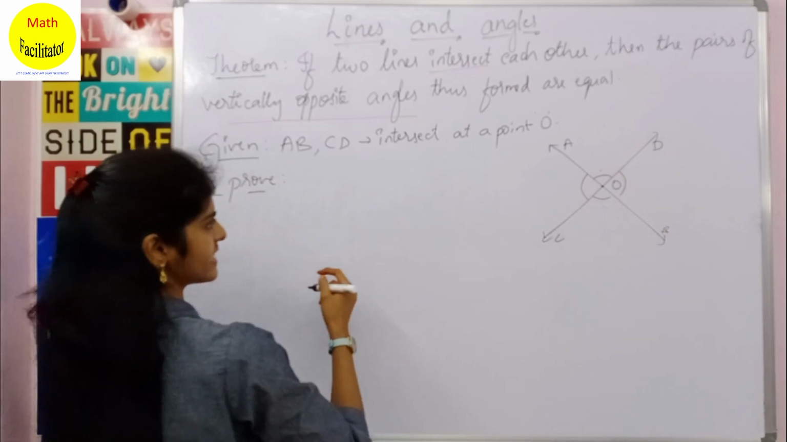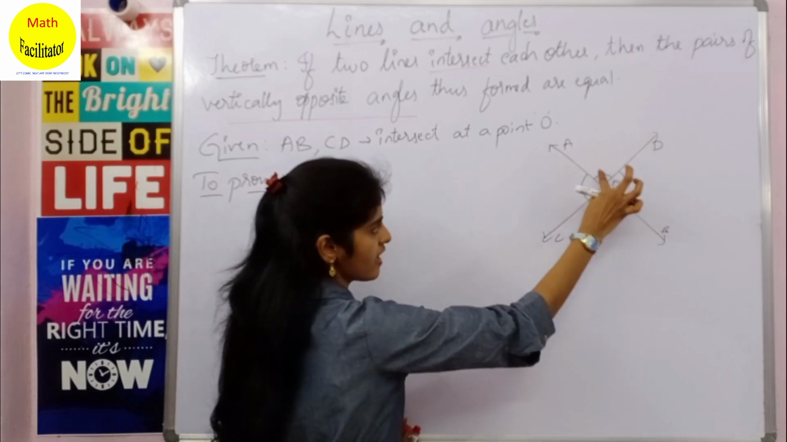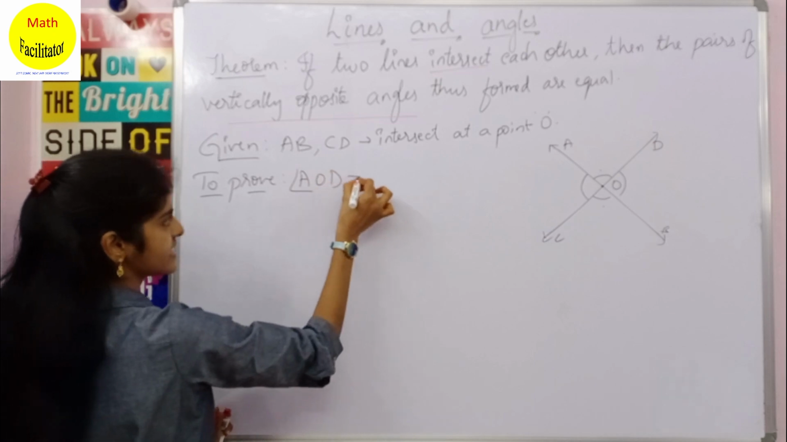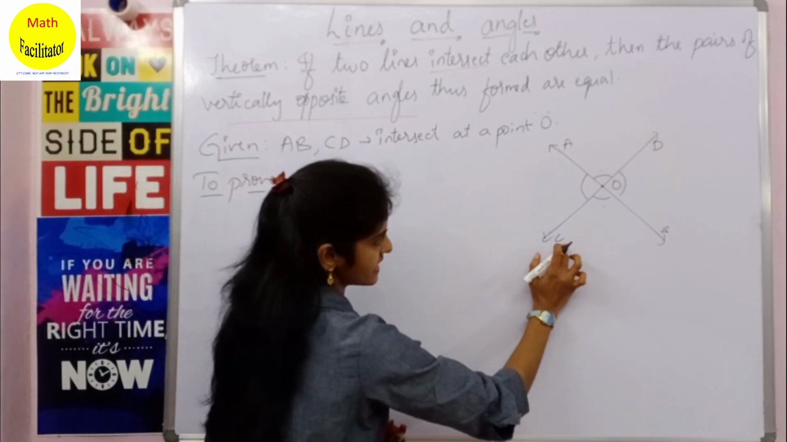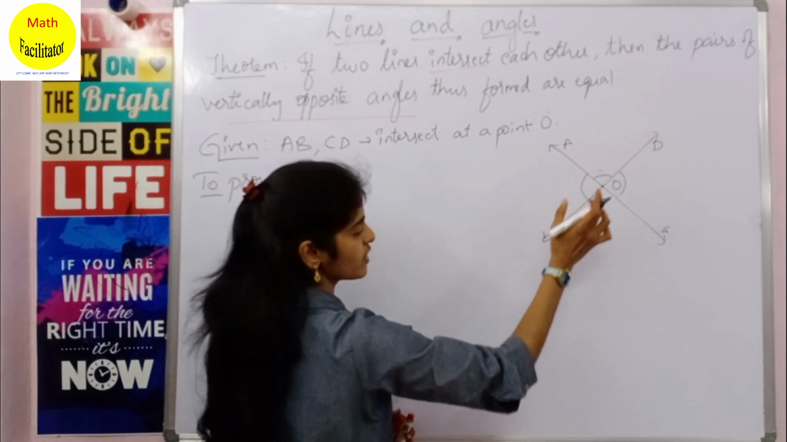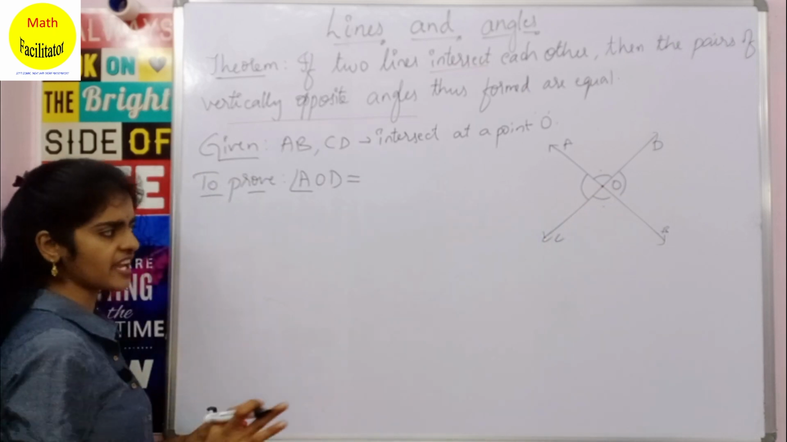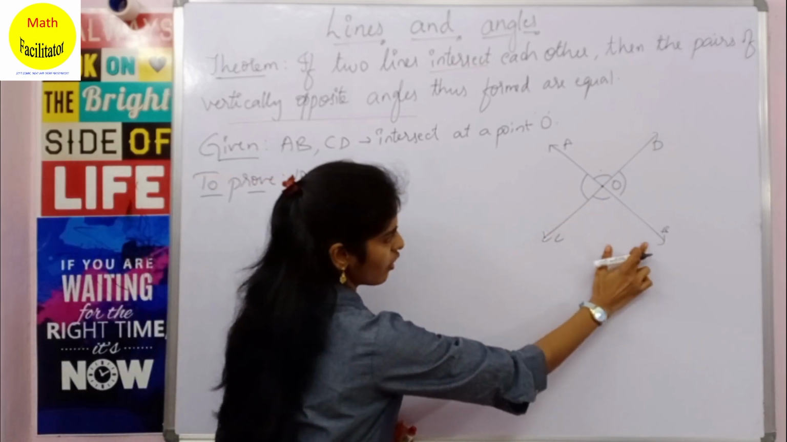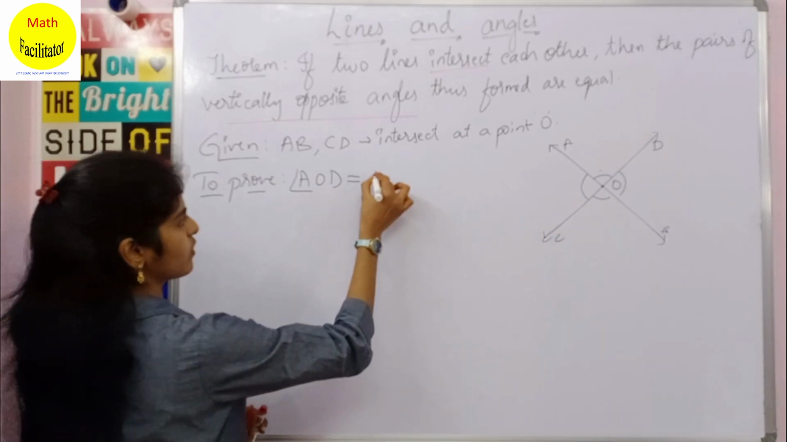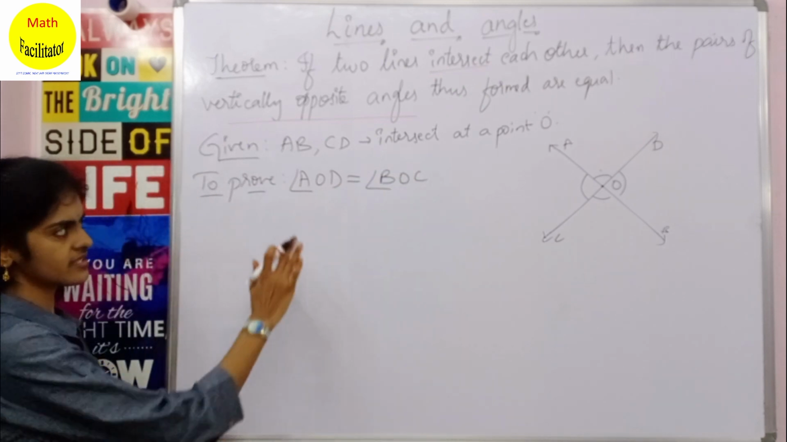Okay, so let us write here angle AOD. This angle is nothing but angle AOD. Clear? So angle AOD is equal to angle COB. You have to prove angle AOD, that means this angle, is equal to angle COB or BOC. Both are the same. COB or BOC both represent the same angle. Clear? So angle AOD equal to angle BOC. Clear? So this is what you have to prove.